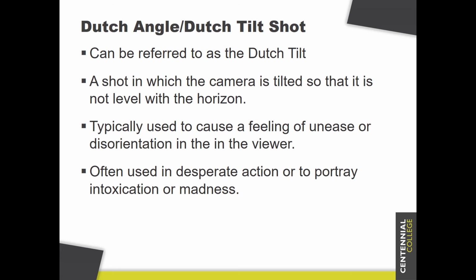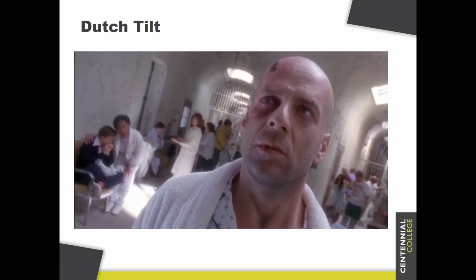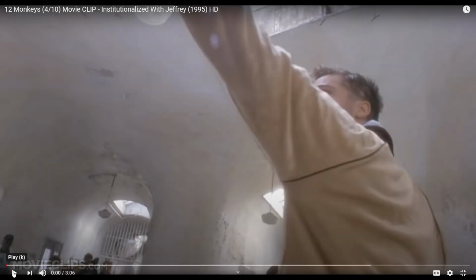So a really great example of the use of the Dutch tilt is from the movie 12 Monkeys. Let's take a look at the clip. So in this particular clip, this is from the film 12 Monkeys, and we are in an institution with the two main characters. So Bruce Willis is a man from the future, and he has come to the past, I should say, in order to try and find this army called the Army of the 12 Monkeys, who in the future were believed to have destroyed the world through the releasing of a virus.